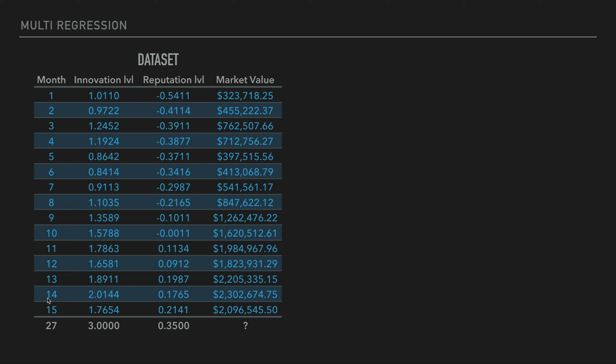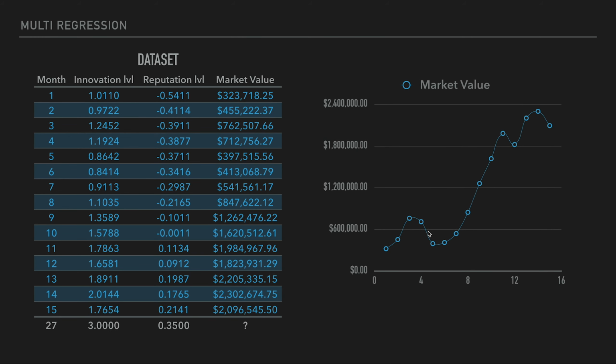Now let me just clarify something here. The month itself does not play a role in the actual market value. Actually, let me show you the graph. So here we are graphing in terms of the time. On the x coordinate we have months, and on the y coordinate we have the market value. As you can see, this is obviously not a line because the month in which the data was collected does not really affect the market value. What affects the market value is the innovation and the reputation. This is just for informational purposes only.